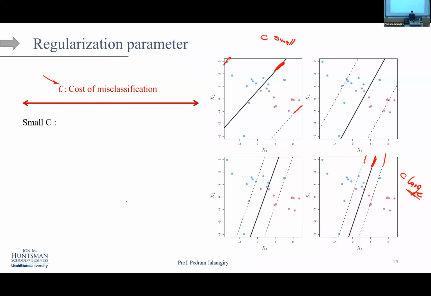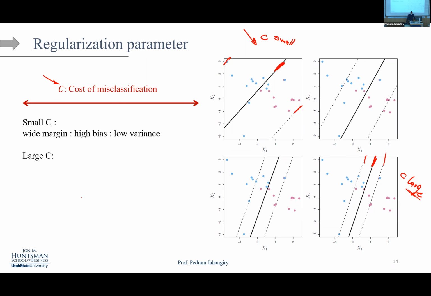Okay. So when C is small, we have a wide margin like this. If you have a wide margin, what is high? What is bias? Bias is going to be high, right? Because on average, we're not hitting the target. And what about the variance? The variance is going to be small, because look at that. If the margin is super wide, the variance is almost zero, right?